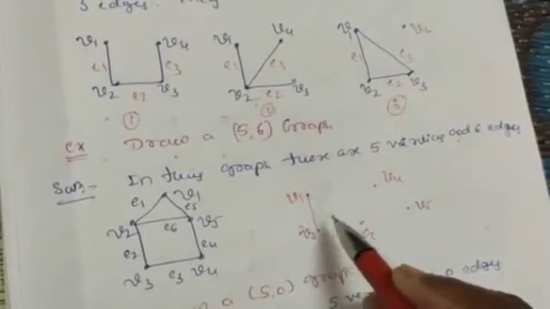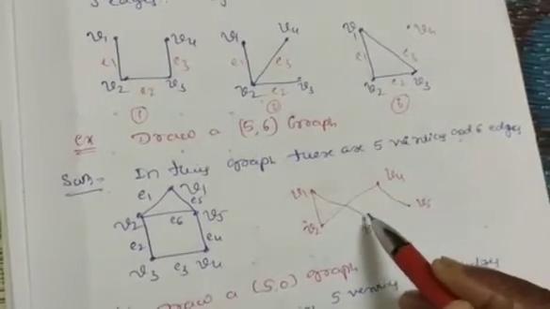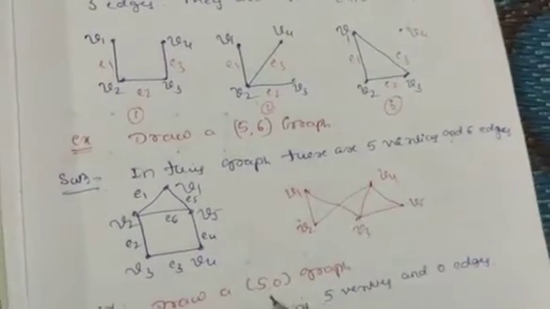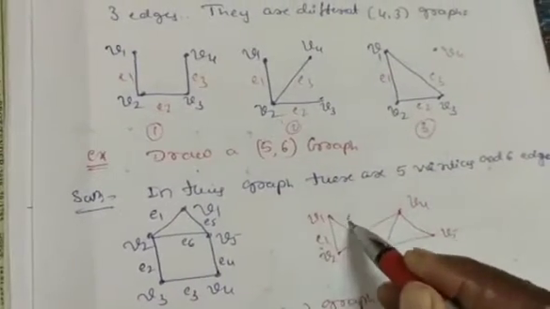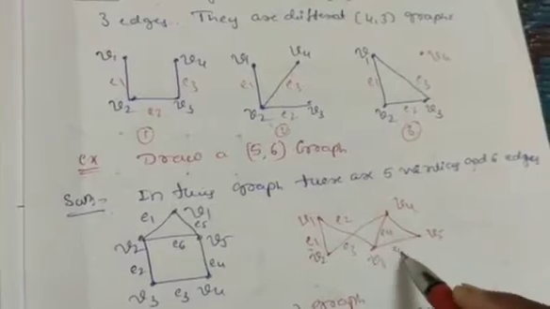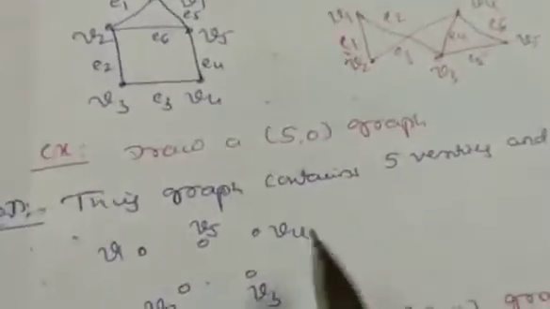So it is 1, 2, 3, 4, 5, 6. Like this also we can draw any kind of graph here because there is no restriction here. They have not given any condition, e1, e2, e3, e4, e5, e6, like this. So take one more example here.